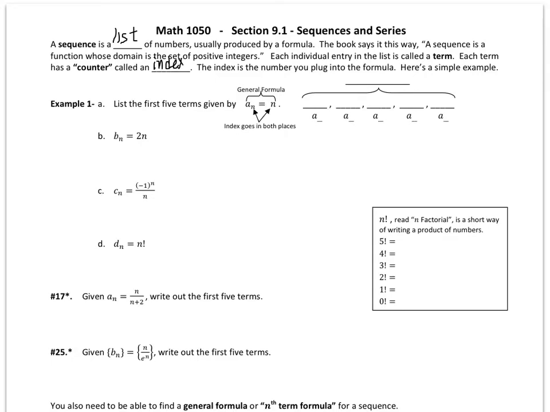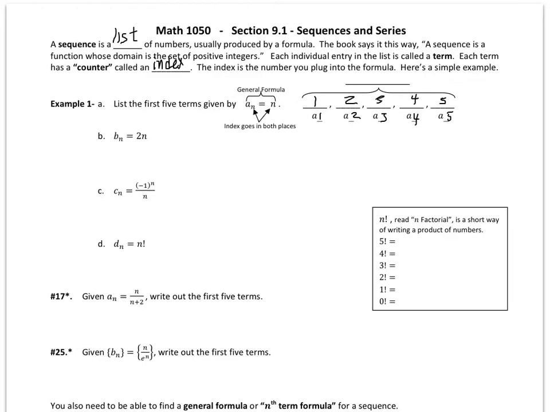Now the index is the number that you plug into the formula, and here's a very simple example. We want to list the first 5 terms. So a general formula says a sub n equals n. If we want the first 5 terms, then we want a sub 1, and that just equals 1. A sub 2 equals 2. A sub 3 equals 3. A sub 4 equals 4. And a sub 5 equals 5, right? That's about as easy as it gets.